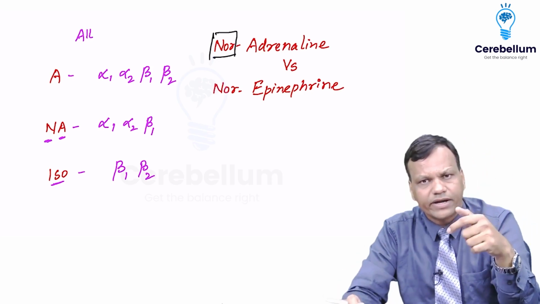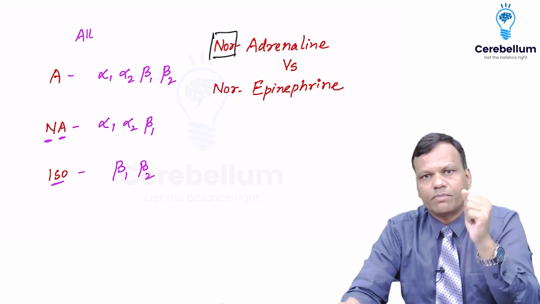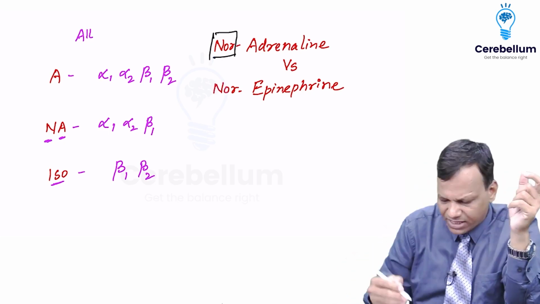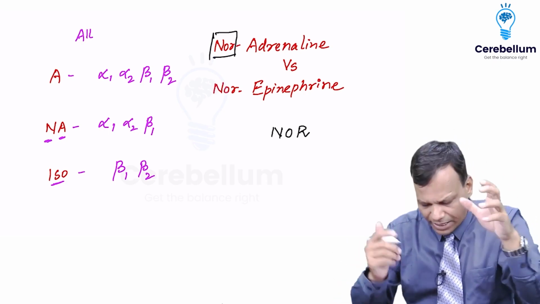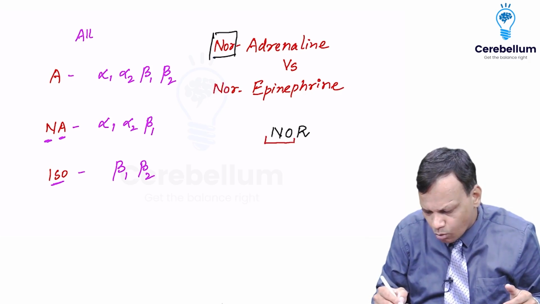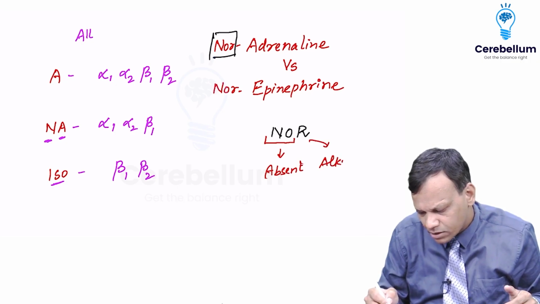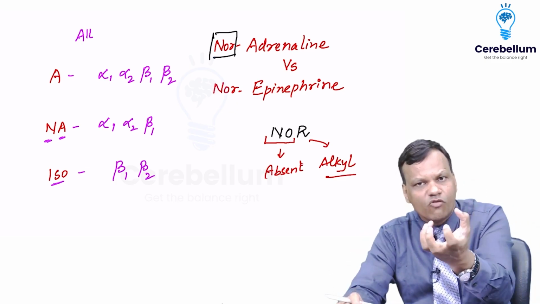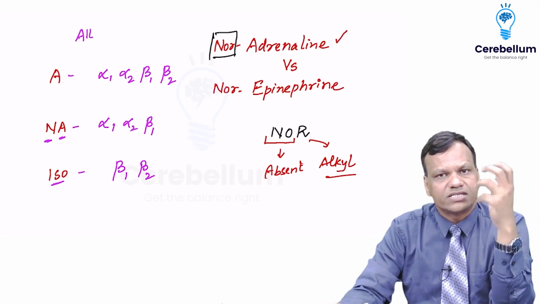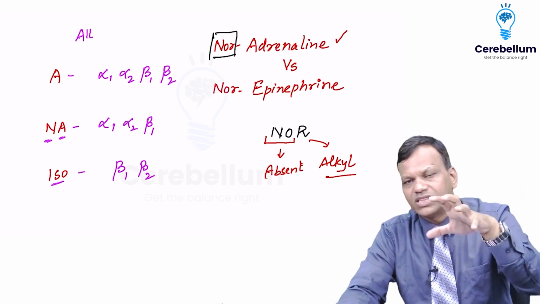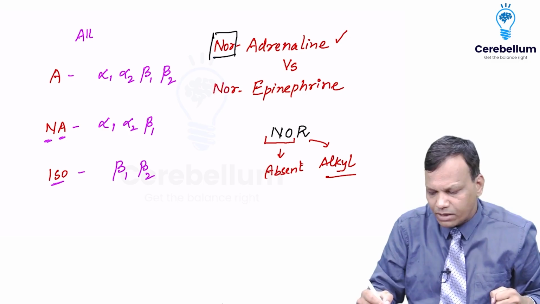You will find nor written in front of many drugs like noradrenaline, norverapamil, norpethidine. So there are many substances which contain nor in the name. What do you mean by nor? Nor actually means NO, means absent. R is the symbol of alkyl group. So from the chemical structure, if we remove the methyl group, that becomes nor. Like if adrenaline is there, there is a methyl group on the nitrogen. If we remove that methyl group, it will become noradrenaline.